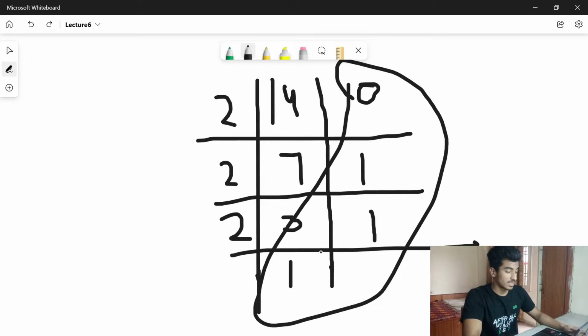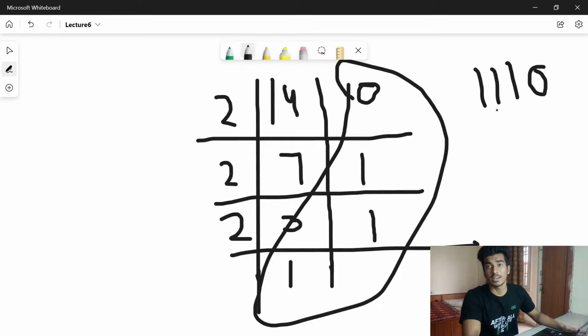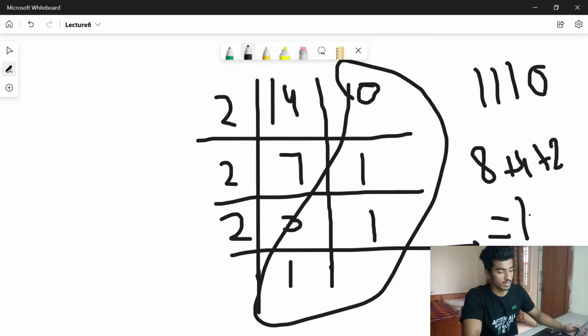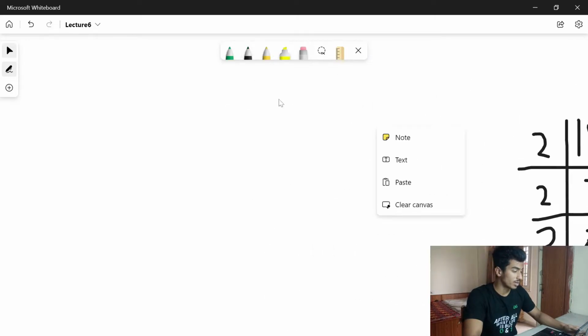Now this is your binary form. You can write it as 1, then this 1, then this 1, and then this 0. This is your binary form for 14. You can also cross check this. This is 2 to the power 0, 1, 2, 3. 2 to the power 3 is 8, plus 4, plus 2, and that is 14. So this is the first method, and now let me show you another one.